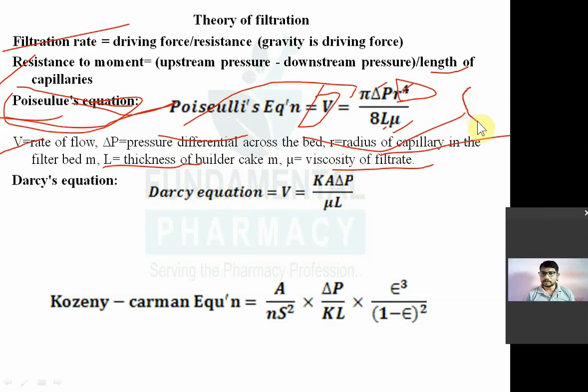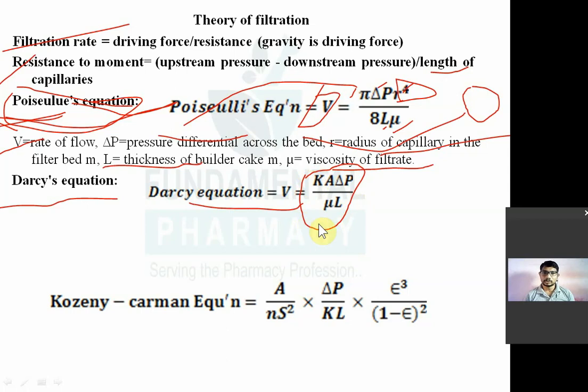Then Kozeny-Carman said that even these two are not that correct, and that he is more correct. So this is the Kozeny-Carman equation. According to the Kozeny-Carman equation, the rate of filtration, or the flow of liquid being filtrated, is equal to A into A divided by eta S square into delta P divided by KL into epsilon cube divided by (1 minus epsilon) whole square. So what are these terms now?